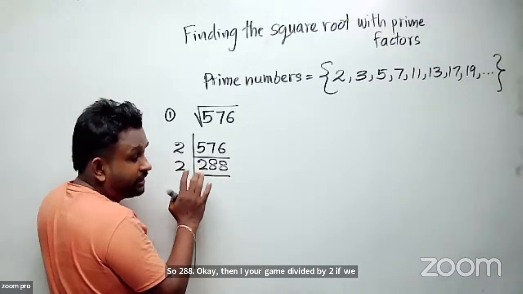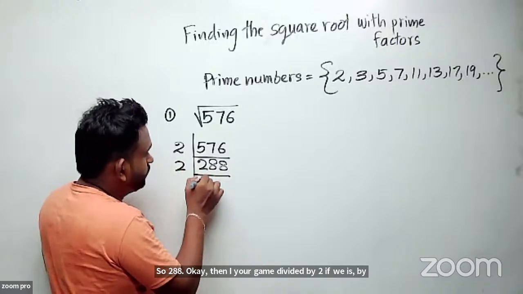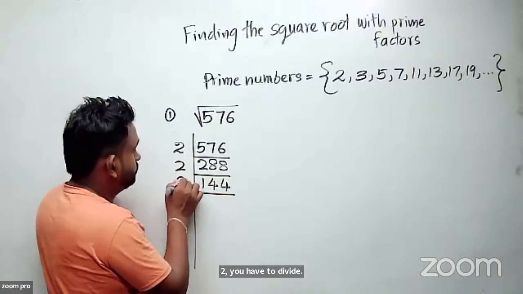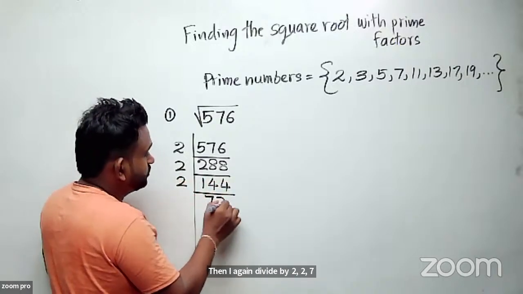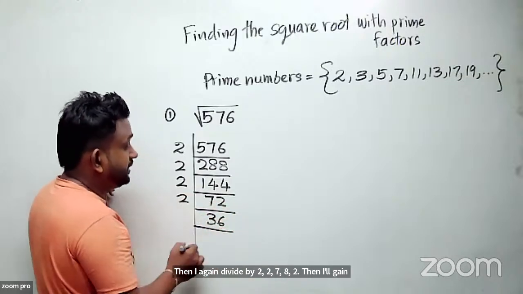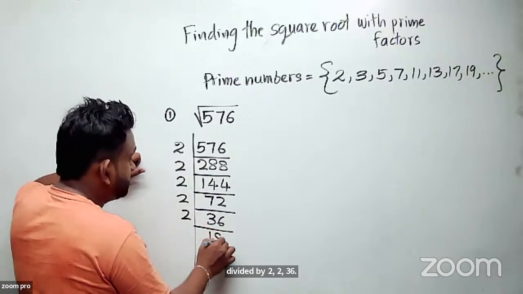Then I again divide it by 2. If it is divisible by 2, you have to divide. Then again divide by 2, 272. Then again divide by 2, 236. Right. Then again divide by 2, 218.